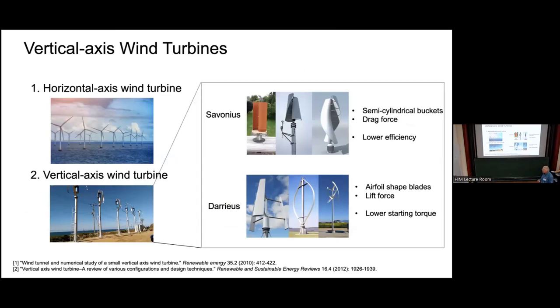Okay. So especially in Germany, there are the horizontal axis wind turbines. That's these. But there's also something called vertical axis wind turbines, like this and like these pictures. And there are two kinds, Savonius and Darrieus.